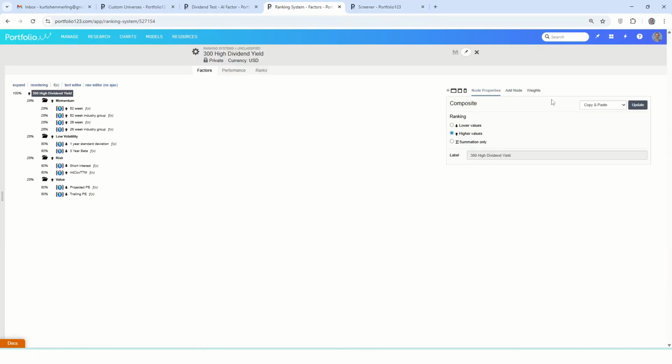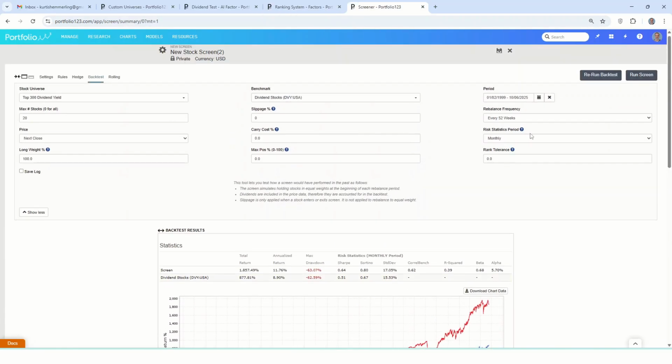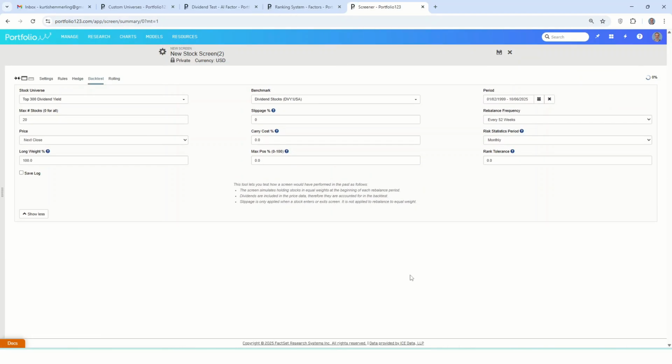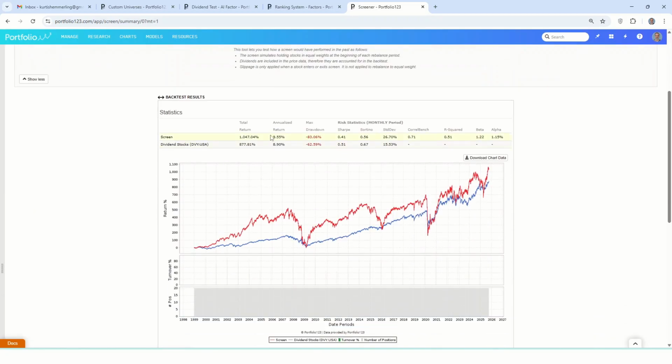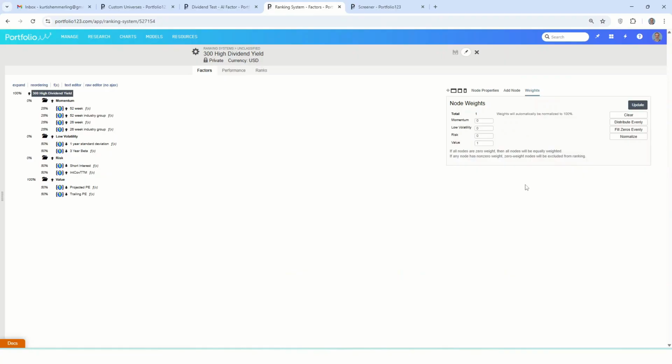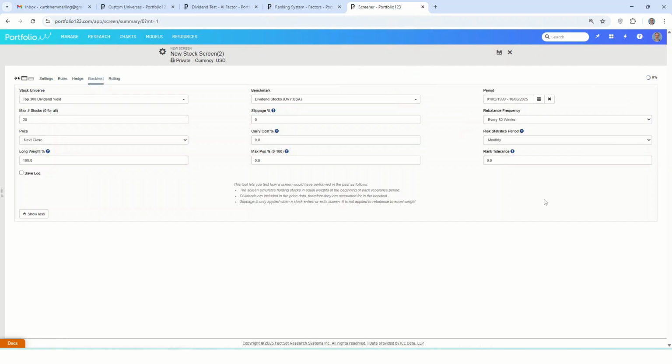Let's go into the ranking system, go into weights, and I'm going to put all of the weight, you can see 100% weight, into the value. So now let's see how it performs with just the value rank. Yikes. We do have some outperformance, but you can see 83% drawdown, value trap city. So let's go back and do exactly the same for each of the styles. We're going to say momentum. Run the backtest.